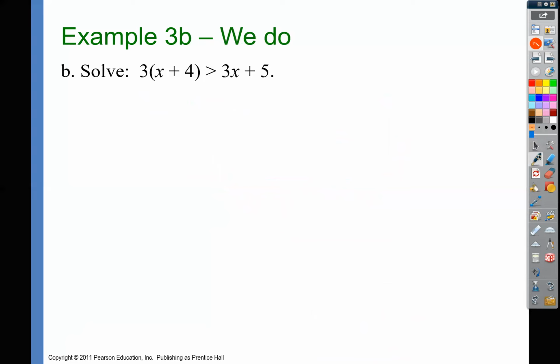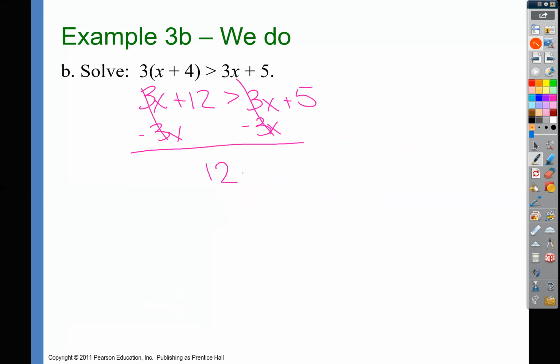All right, 3B, we're going to do this one together. So we're going to go ahead and distribute. So 3x plus 12 is greater than 3x plus 5. If I subtract the 3x from both sides, what happens? You get 12 is greater than 5, which is a true statement.